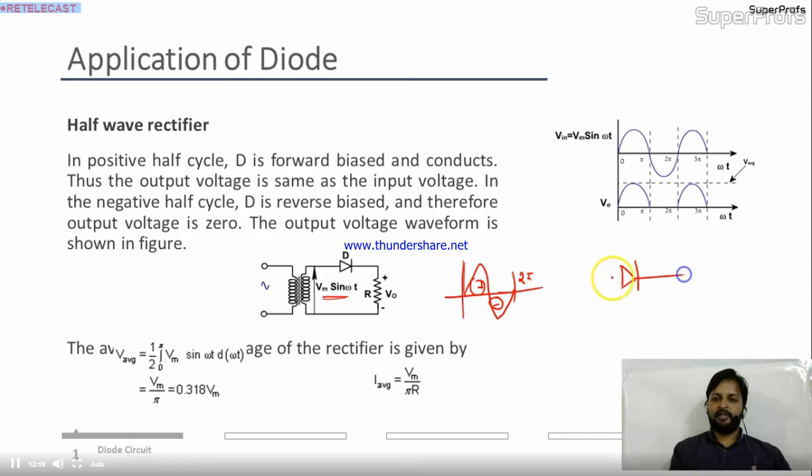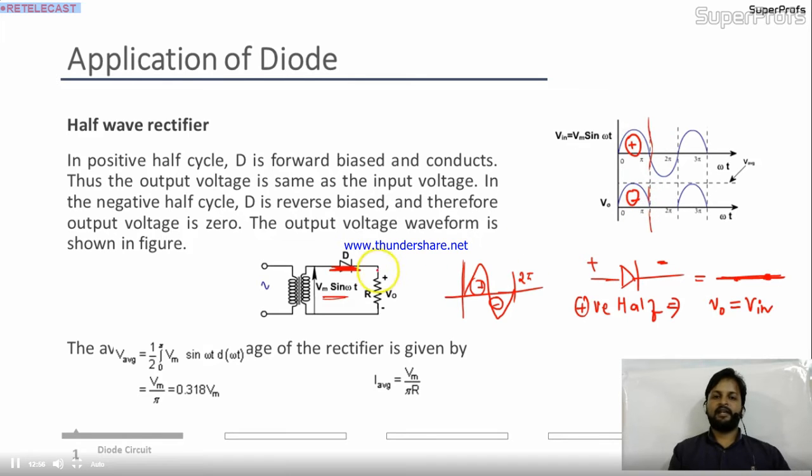Here is your diode. In the positive half cycle, the diode will be biased like this. Which type of biasing is this? This is forward bias. In the forward bias, diode will work as short circuit. If this diode is short circuit, this entire input will come to the output. In the positive half, the V0 will be nothing but Vin. Whatever input is there, same will reflect at the output.